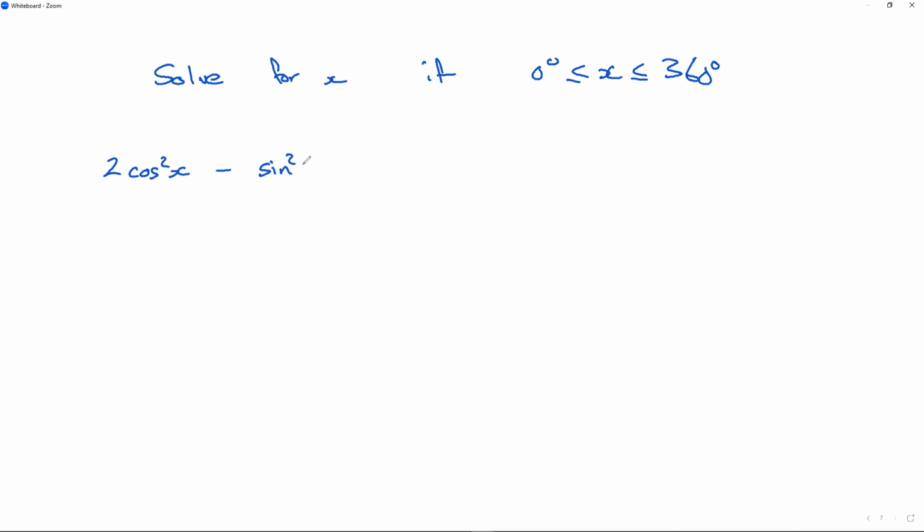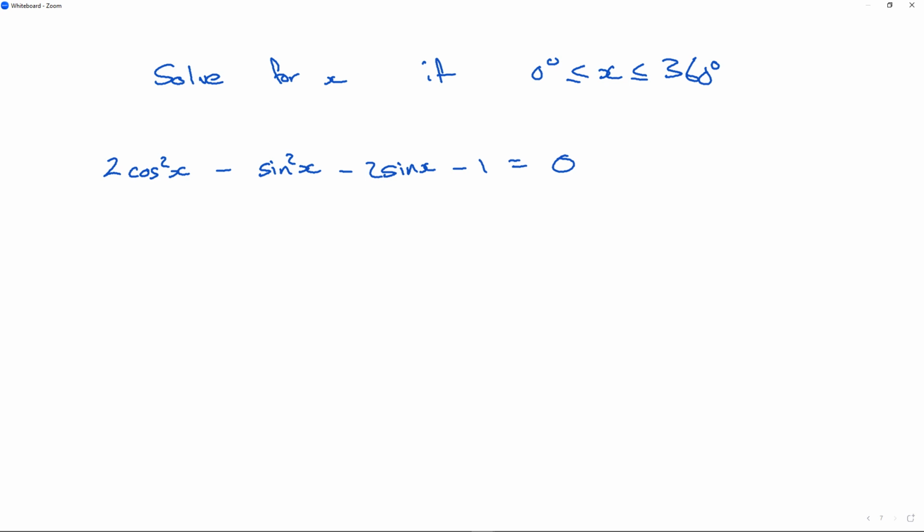All right, so in this question, we are asked to solve for x if x is between 0 degrees and 360 degrees, and you're given the equation: 2 cos squared x minus sine squared x minus 2 sine x minus 1 is equal to 0.